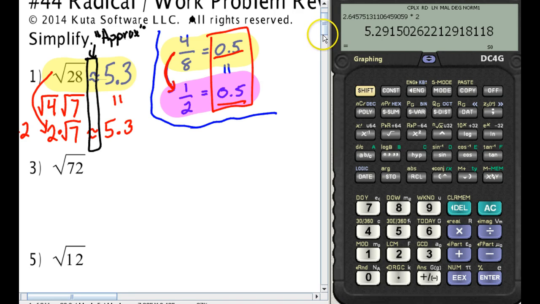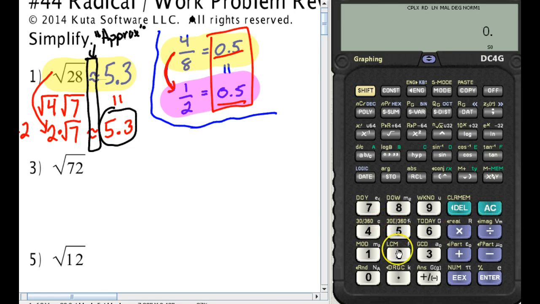Let's see here. Okay, I'll show you a few. Oh, also, keep in mind, what does this number mean? It means approximately that number times itself equals 28. So just to verify, 5.3 times 5.3 equals about 28. It's not exactly 28 because we rounded it, but that's what that number means. What times itself equals 28. Alright, so let's go to number 3.